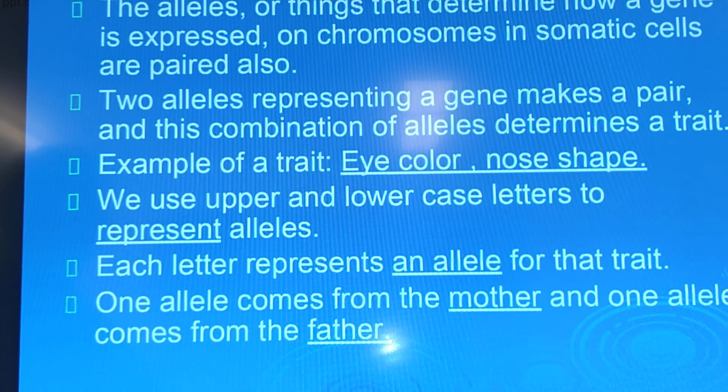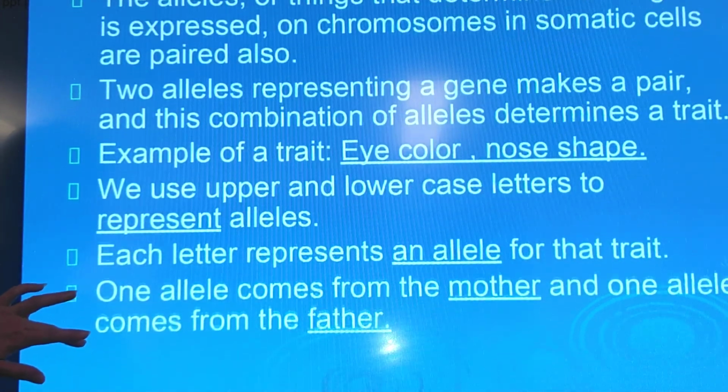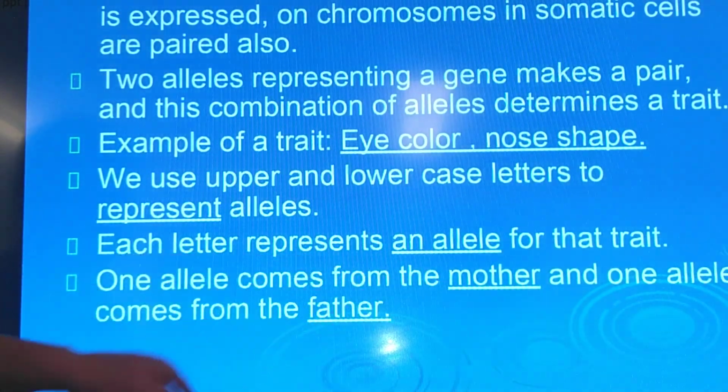So chromosomes in the body are paired. The alleles are things that determine how genes are expressed on chromosomes in somatic cells. They are paired also. 2 alleles representing a gene make a pair, and this is a combination of alleles that determine a trait. For example, traits such as eye color, nose shape, we use upper and lowercase letters to represent our alleles. We usually use an uppercase letter to show that an allele is dominant. We use a lowercase to show that an allele is recessive. One allele comes from the mother, and one allele comes from the father.